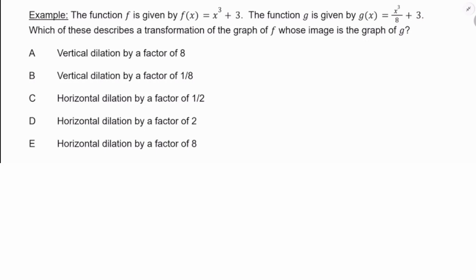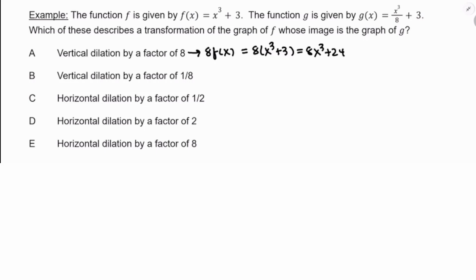Okay, and they want you to choose answer choice B. They really want you to say, I multiplied by 1/8, that's a vertical dilation by a factor of 1/8. And that is not the answer. Because a vertical dilation by a factor of 8, let me go through it, would be 8 times f of x, which would be 8 times x to the third plus 3. That's going to be 8x cubed plus 24, which is definitely not what we're seeing over there.